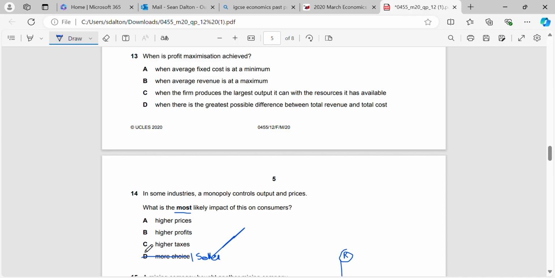Higher taxes. That doesn't have, a monopoly or not, doesn't have an effect on the taxes that consumers are going to pay. Higher profits is an effect for the company or for the firm. It's not an impact on consumers. But if we only have one company in a whole industry, it's likely that they're going to charge higher prices because they don't have any competition. So remember, in competitive markets, more choice creates more competition, creates lower prices. In a monopoly, less choice creates less competition, creates higher prices.